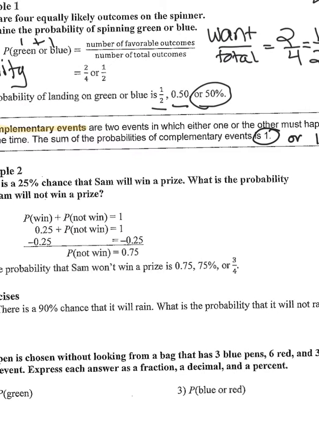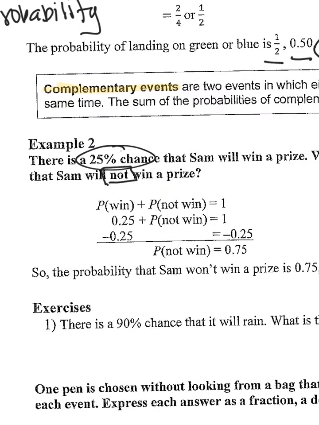So example 2, there's a 25% chance that Sam will win a prize. What is the probability that Sam will not win a prize? They work it out as the probability of a win plus the probability of a non-win equals 1, or 100%. They turn their percentages into a decimal, so 25% is 0.25 plus we don't know equals 1. Then they solve like a regular equation, and they end up with 0.75.